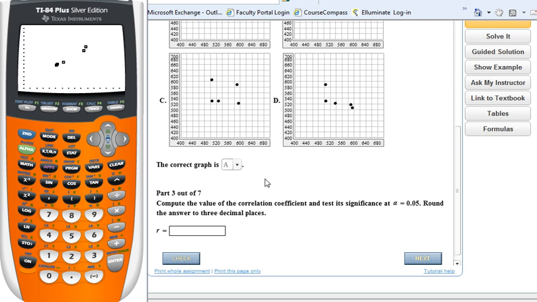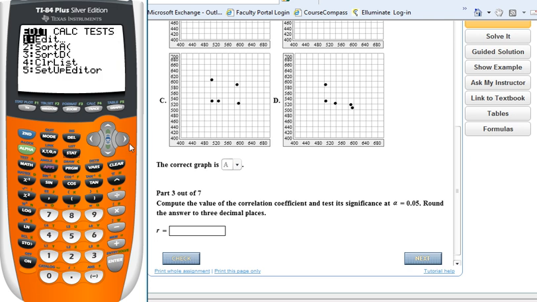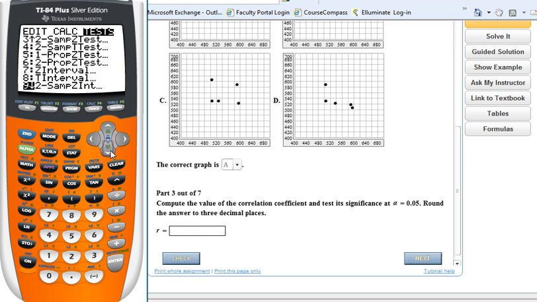If you remember correctly, we're going to go into stat. We go over to test. Oops, I'm sorry, I don't want a z-test. Excuse me, I hit the wrong button. Stat. Over to test. And we go down to letter F on the 84, and I think letter E on the 83. Went too far. There we go. Linear regression t-test. Okay, choose enter.